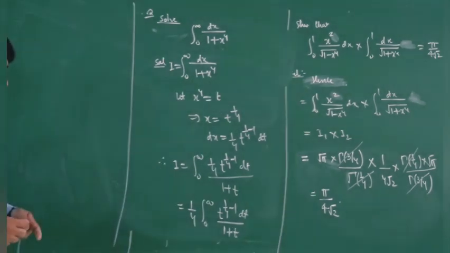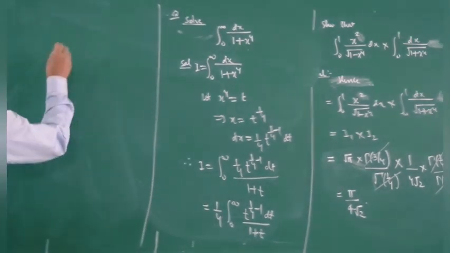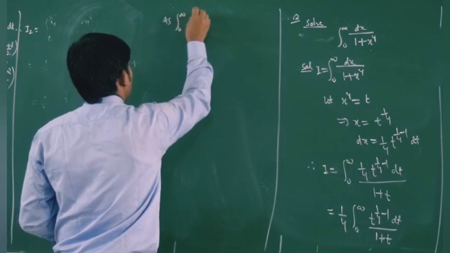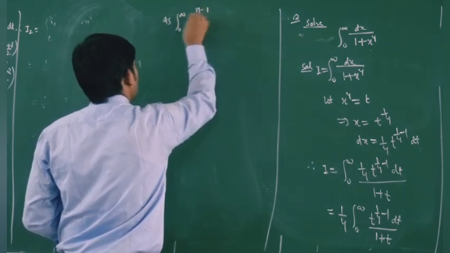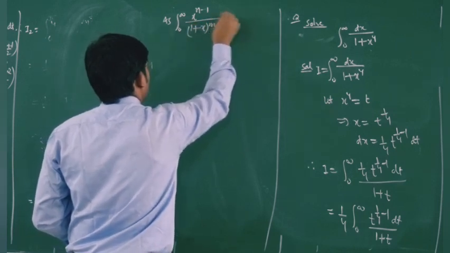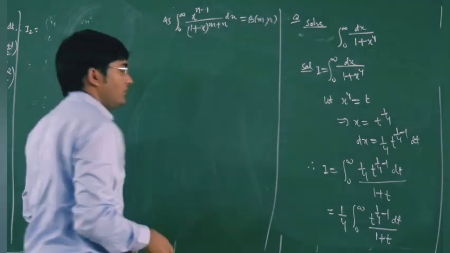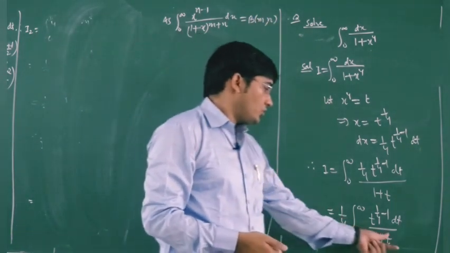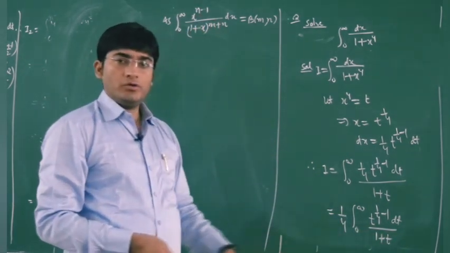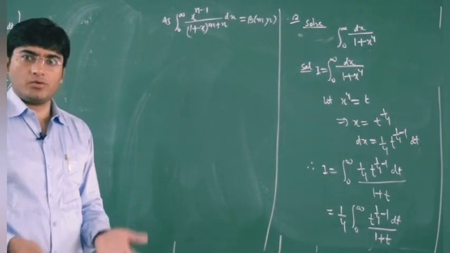Now here I want to use the definition of beta function. We have the definition as this integral 0 to infinity x power n minus 1 upon 1 plus x power m plus n. So the value of this integral was your beta m comma n. Now here you can see that your m plus n is 1 and your n is 1 by 4. So your m will be 1 minus 1 by 4. So 1 minus 1 by 4 means 3 by 4.